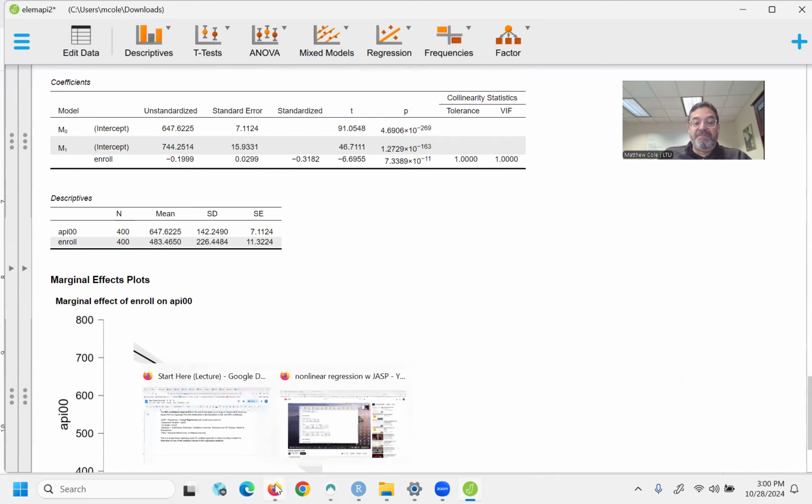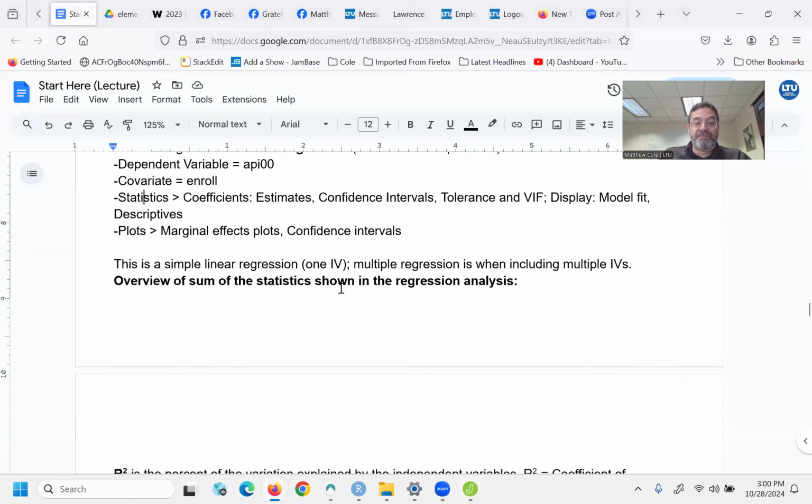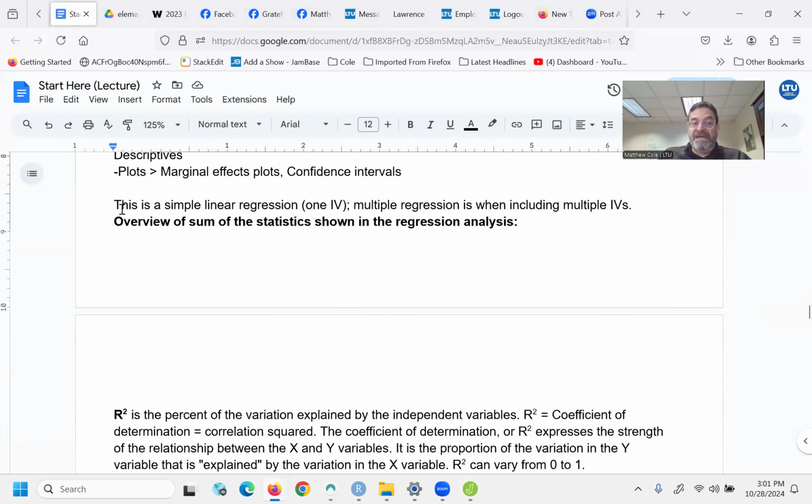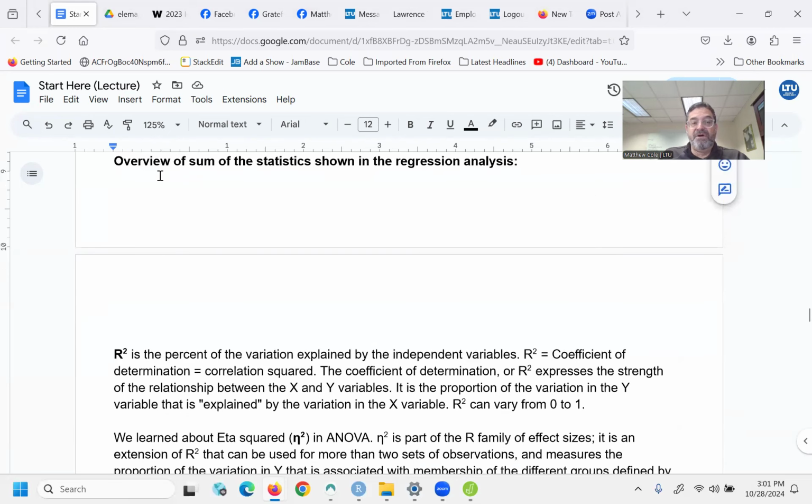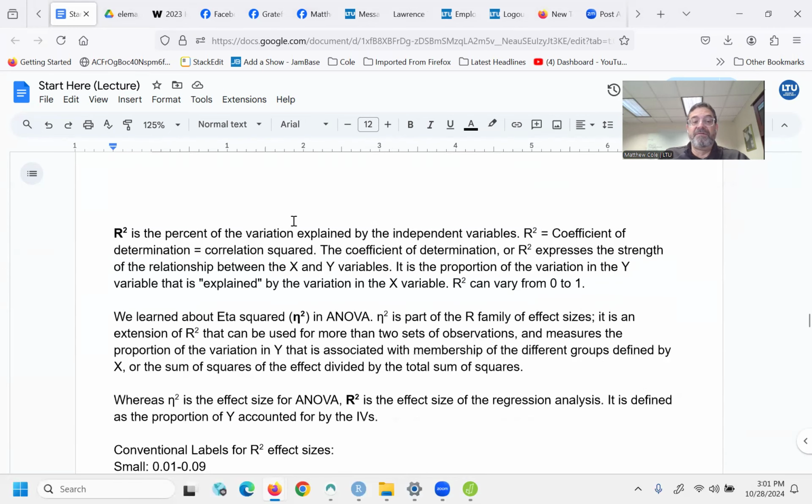All right, let's explain a bit more of what I just talked you through. What we just looked at is a simple linear regression, with one independent variable. The next lecture will be multiple regression, when we have multiple independent variables. Let's overview some of the statistics that we went through. We looked at R squared. R squared is the percent of the variation explained by the independent variables. R squared is also referred to as the coefficient of determination. It's the correlation squared.